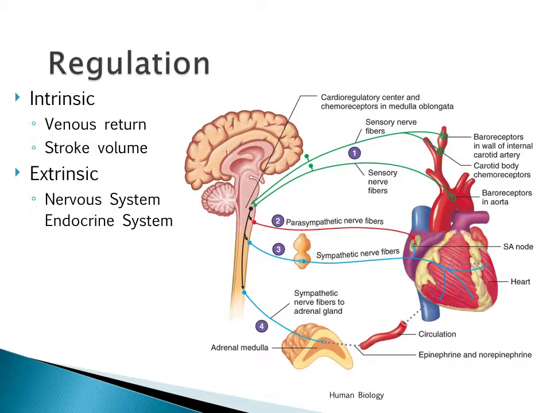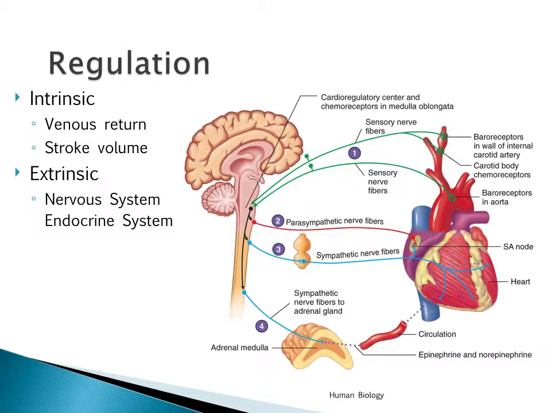The faster blood is returning to the heart, this is called venous return, the more the chambers stretch, and that means the heart pumps more with each contraction, and this is referred to as stroke volume. It'll also start to contract more vigorously and more quickly. This is kind of an intrinsic regulation because the heart is just responding to how much blood is returning.